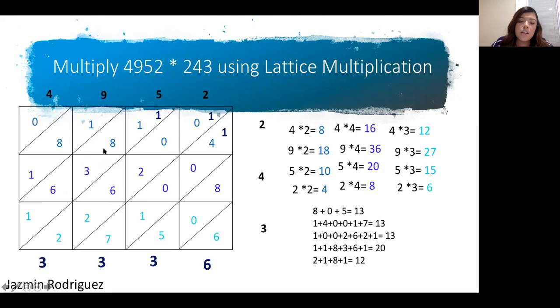1 plus 1 plus 8 plus 3 plus 6 plus 1 is going to give us a total of 20. So we put our 0 down, carry our 2. Next diagonal is going to be 2 plus 1 plus 8 plus 1, which is going to give us 12. So we put our 2 down and bring our 1 over. And then we do 1 plus 0, and that's simply 1. And then once again, we are done here. So our answer would read as 1,203,336.